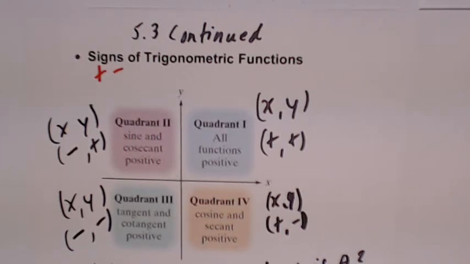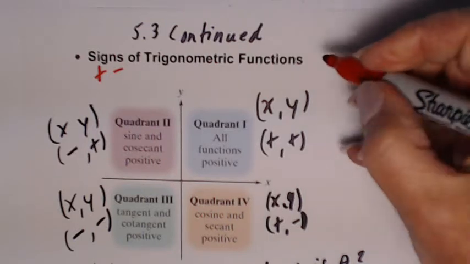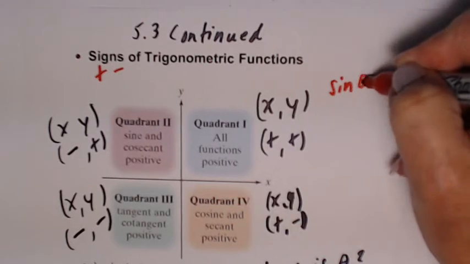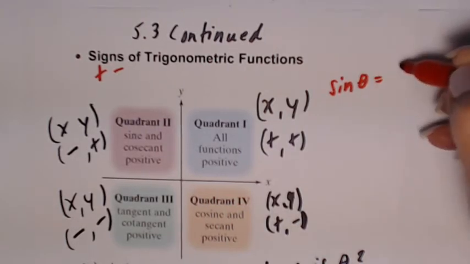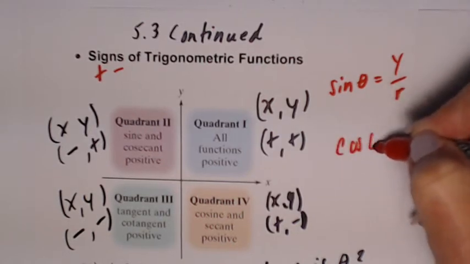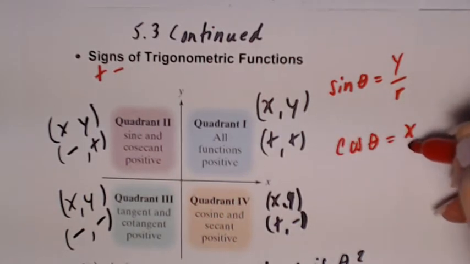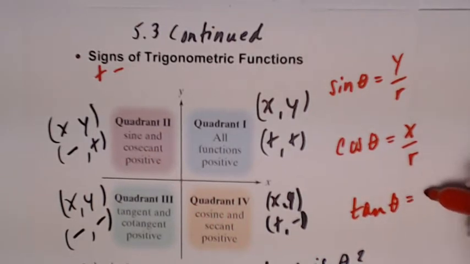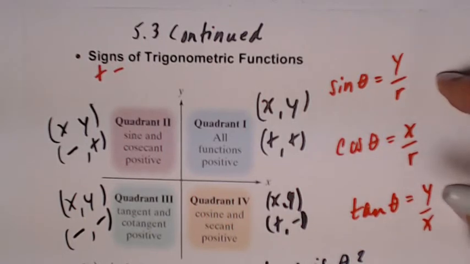So we've refreshed where X's and Y's are positive, and now let's take a look at this information and consider it in regards to our trig functions. So we know, or hopefully you know, that sine of some angle theta is y over r. Cosine of some angle theta is x over r. And tan of theta is y over x. So these are the ratios that we've been using instead of opposite, hypotenuse, and adjacent.